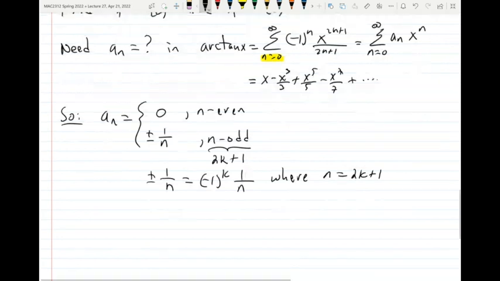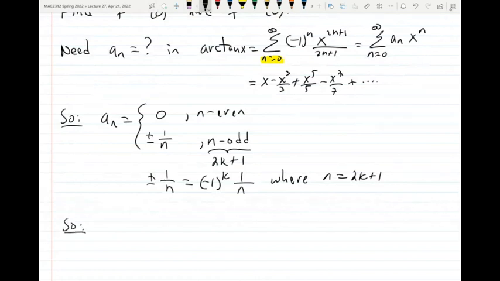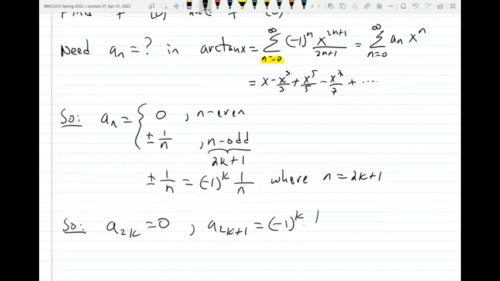So to make the long story short, a_2k is going to be equal to 0, and a_(2k+1) is going to be equal to negative 1 to the k, 1 over 2k plus 1. This is our formula.